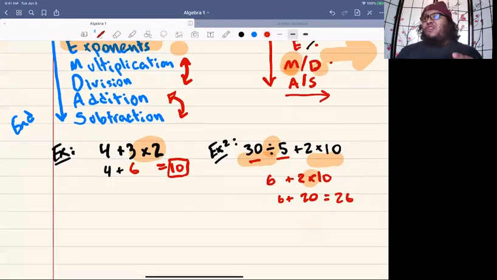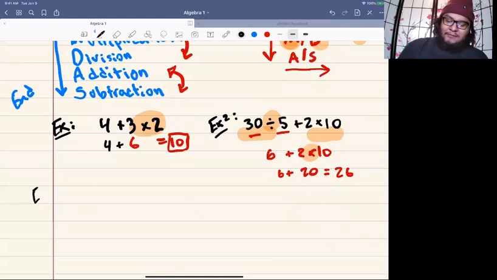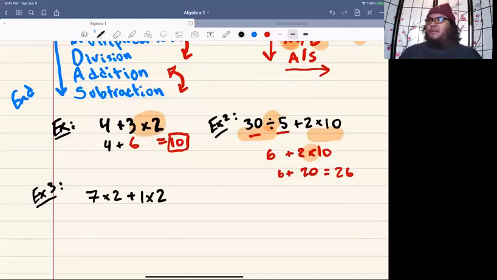Now that we've got this down, I'm going to give you a problem to try and solve on your own. It's going to be 7 times 2 plus 1 times 2. You're going to solve this problem by yourself.